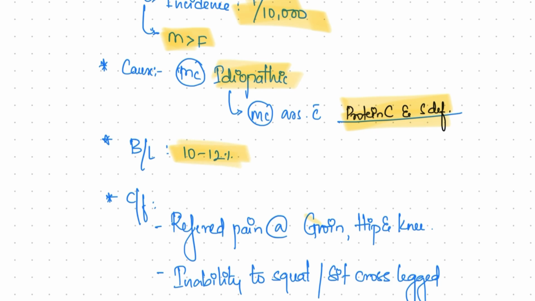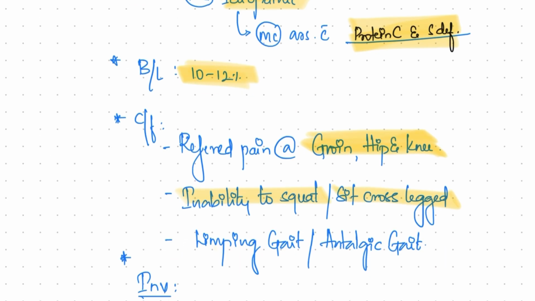Then clinical features: referred pain at groin, hip and knee, inability to squat or sit cross-legged, and limping gait or antalgic gait. Remember, antalgic gait is nothing but when you get an injury to your leg, you will do jumping. That gait is called antalgic gait.